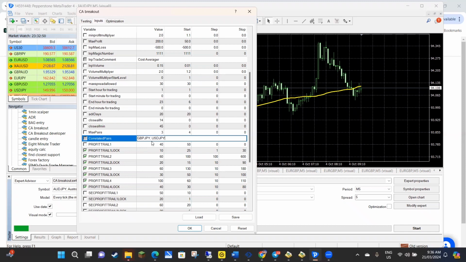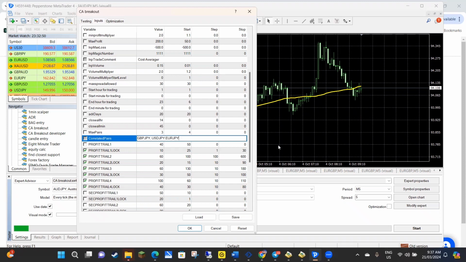And if you're not real familiar with what a correlated pair is, this is just a basic example. Because they're both yen pairs, they will tend to move in a similar direction a lot of the time. So let's say the pair I'm trading at the moment might be the Australian dollar against the Japanese yen. Then in the correlated pairs, I might want to type in all of the other yen pairs that I happen to have the software on.